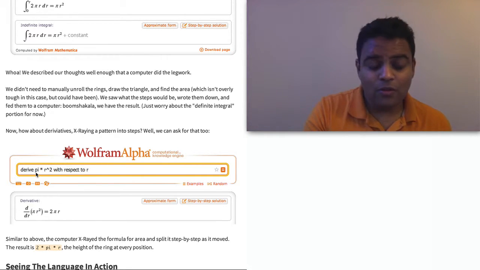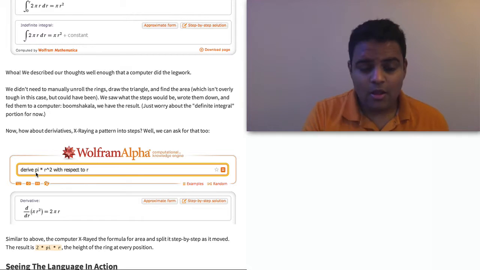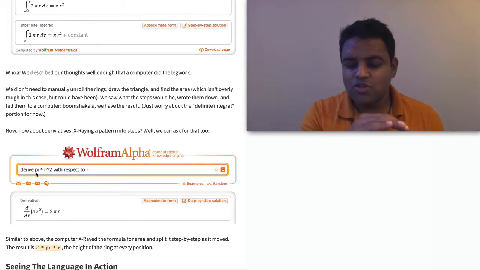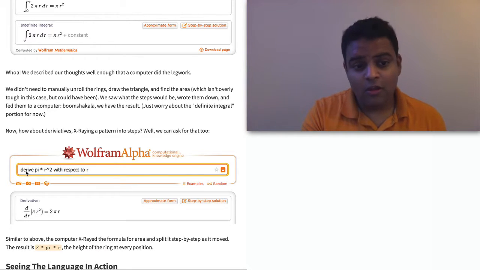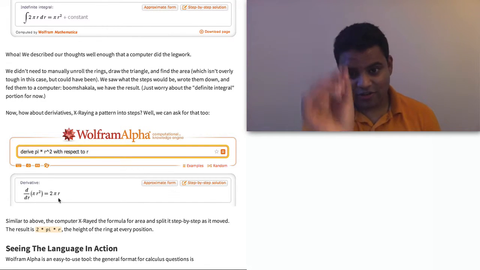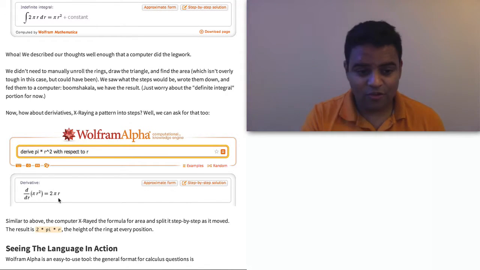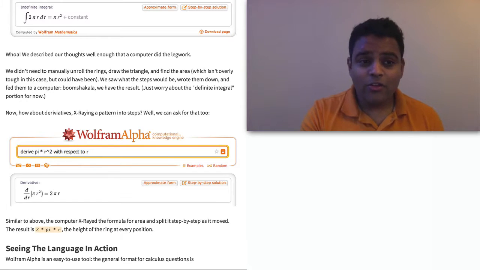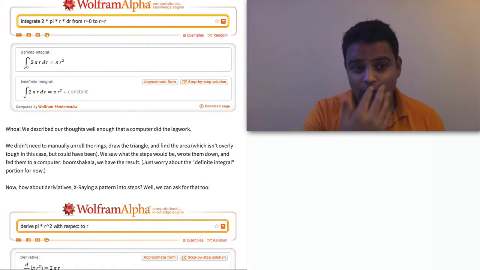So if we know the area of a circle, which is pi r squared, and we want to say, well, how big would each strip be if we cut it along the r direction? Well, we say differentiate pi r squared with respect to r. And lo and behold, we have 2 pi r, which is the size of each one of those strips. So we can work forward and backward with this tool, and it can do the work for us.